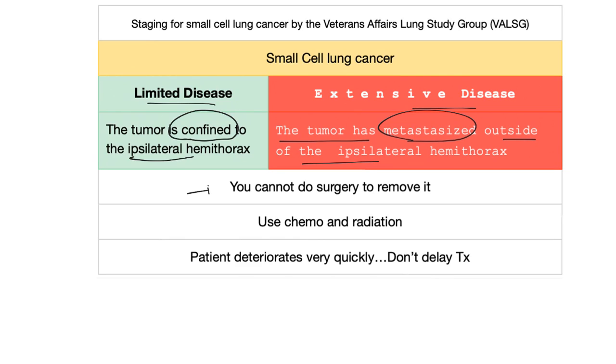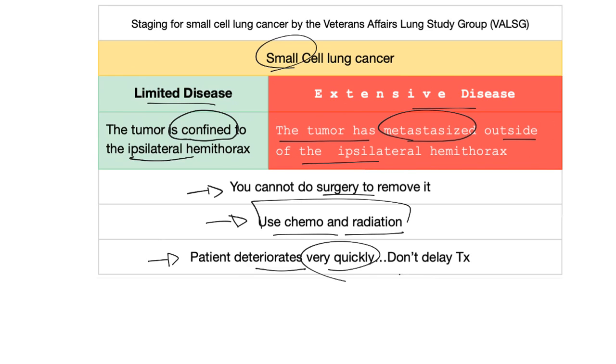In either case, you cannot do surgery to remove it. Small cell lung cancer is too small to be seen by the surgeon. Your only choice, your only hope is with chemo or radiation. The patient deteriorates very quickly, so do not delay the treatment. You diagnose it, you treat it right away. Don't say, oh, you can come to me in 2 months. There will be no patient in 2 months. Get your head out of your sphincter.